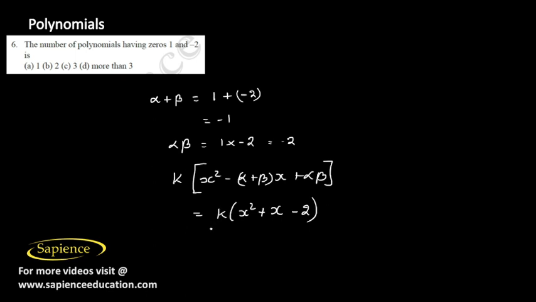So any number if we put in the place of k, still the zeros of the polynomial will be 1 and minus 2. So there could be infinite number of polynomials. So from the given options, more than 3 is the correct answer. Answer is D, more than 3.